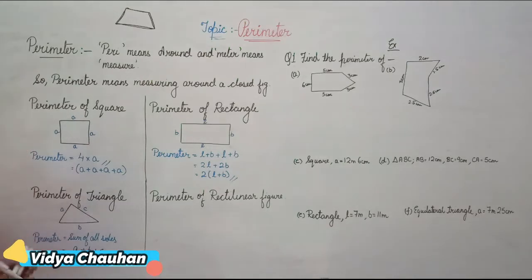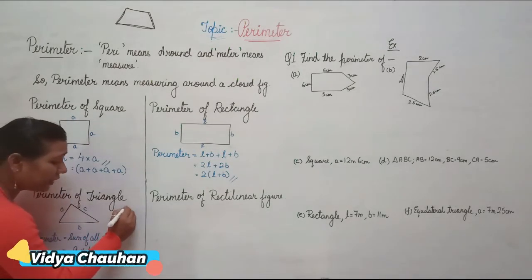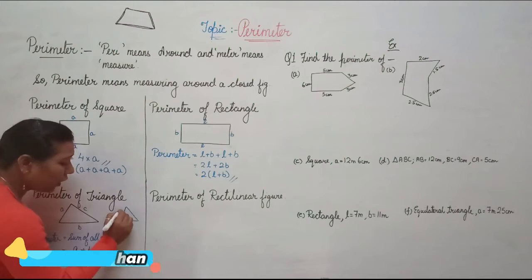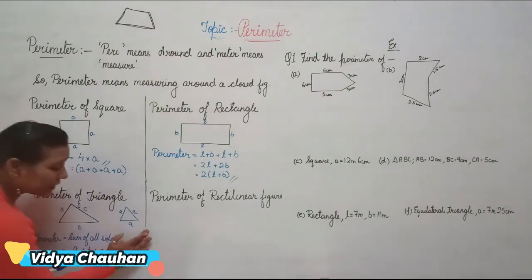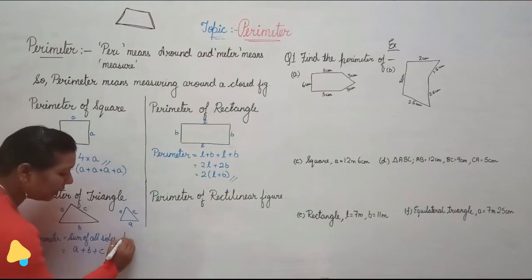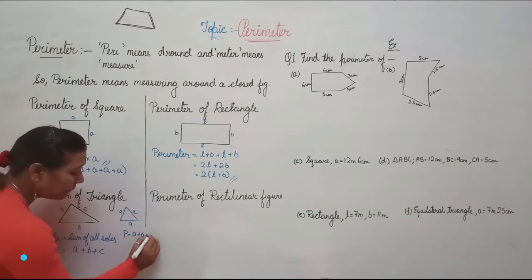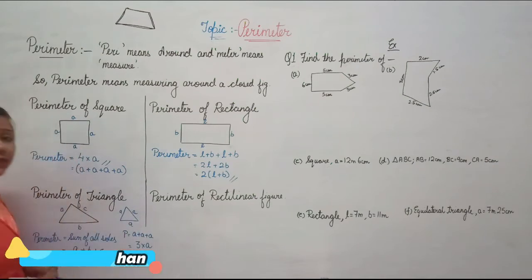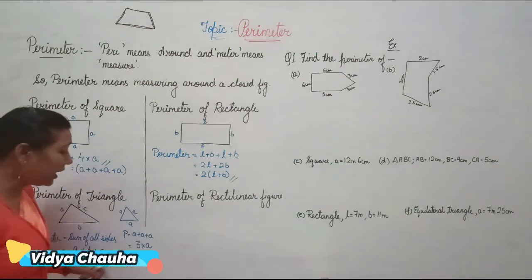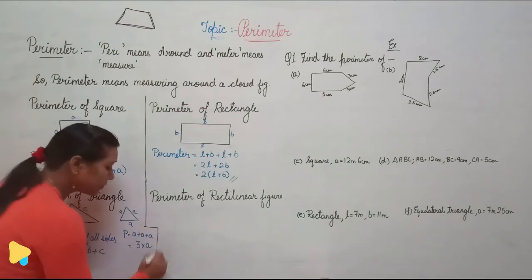In this same case, there is a special case if there is an equilateral triangle, whose all the 3 sides are equal. So in that case, what will be the formula for the perimeter of an equilateral triangle? That is A plus A plus A, so that will be 3 multiplied by the side A. This is a special case only for an equilateral triangle.